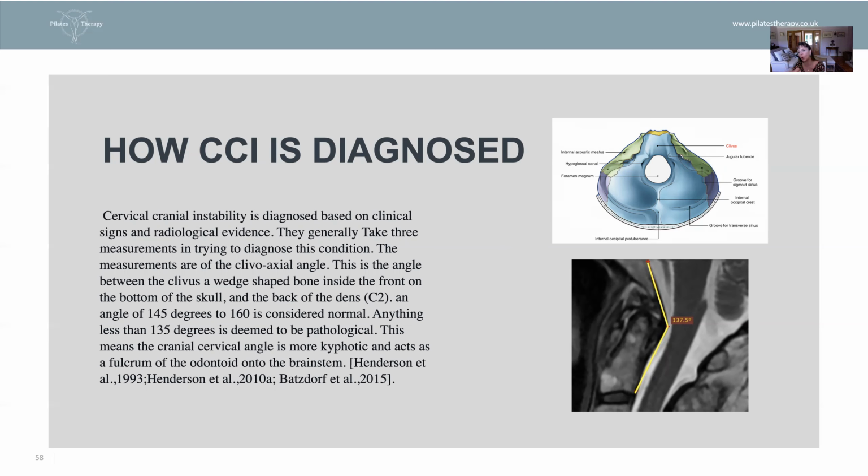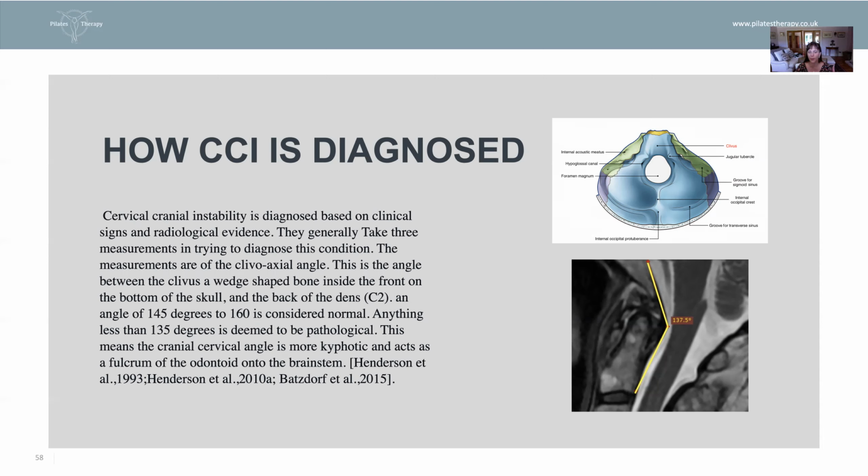The hole in the middle, which is called the foramen magnum, is where the spinal cord comes out, and the brainstem comes out or sits just above. The clivus is just there, and the clivoaxial angle takes a measurement from there, and it comes down to the back of the dens.